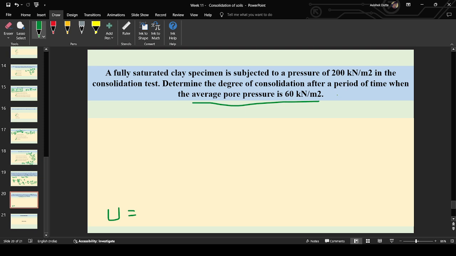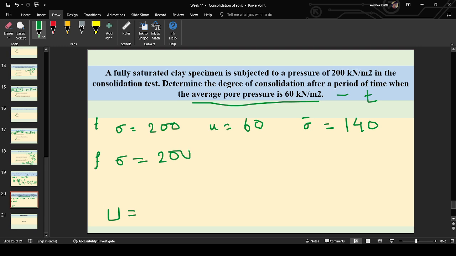Average pore pressure. This time I'll take it as T, and the final as F. So at time T, when the pore pressure is 60, at that time sigma equals 200, U equals 60. So what is the value of effective stress? 140. Now at the final stage of consolidation, sigma will be 200. At that time, water has been drained out. U will be how much? Zero. What is effective sigma? 200. Now, this is at time t, this is at time f.